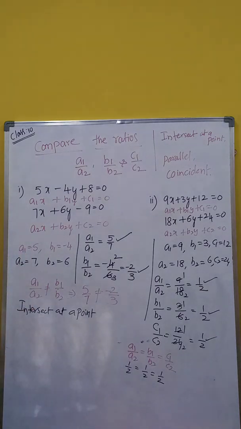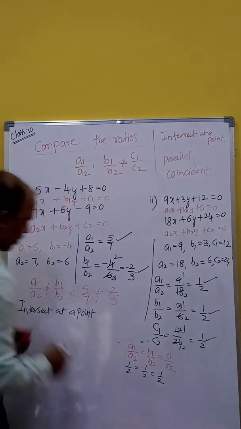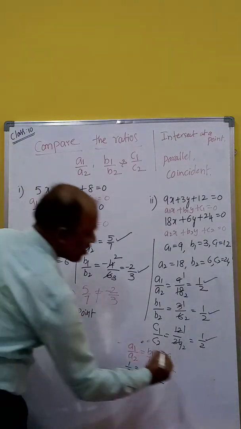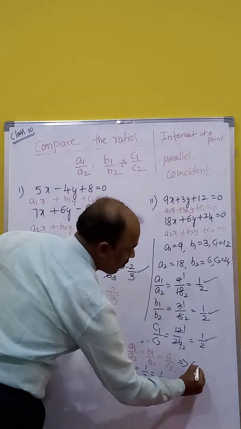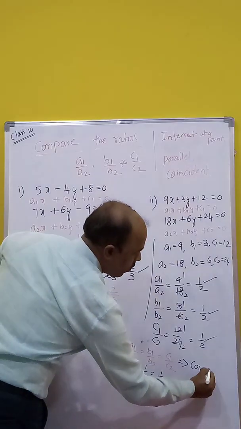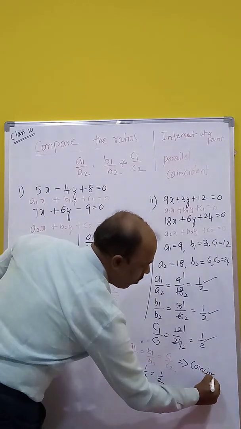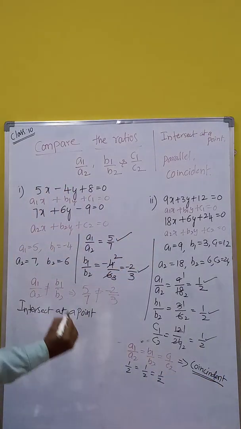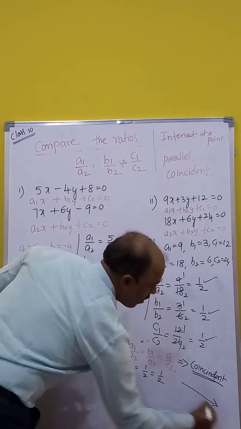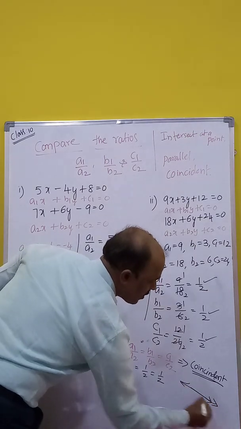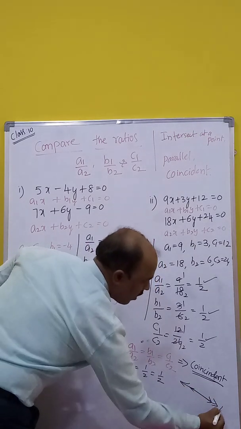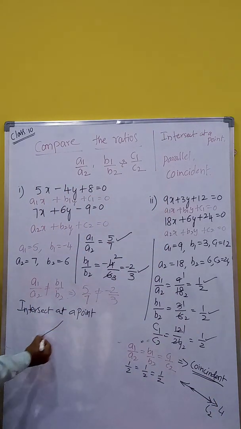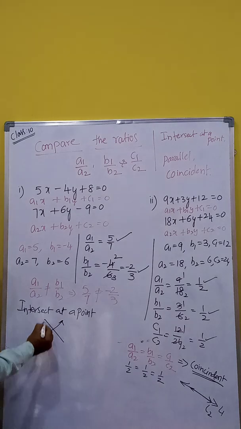If all are equal, the lines are coincident, or coincide. Both lines coincide like this: the first line, again the same line, on the line L1 and L2. Whereas in the earlier case, the lines intersect at only one point.